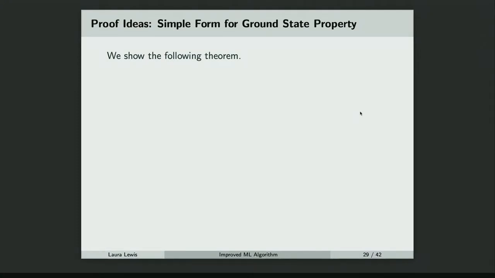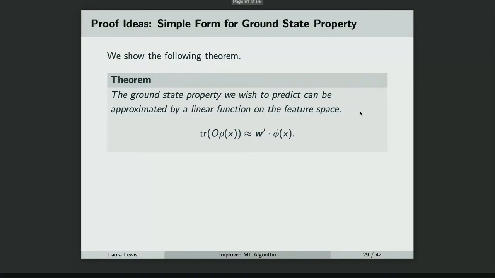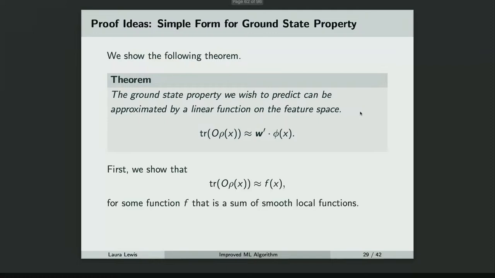So the proof follows three main parts, and the first part is probably the most involved. The first part is showing the simpler form for a ground state property. So this is what I was talking about before, that the ground state property can actually be predicted or approximated by a linear function over the feature space. So the particular W prime here. And the way that we show this is we first show that trace O rho of x can be approximated by some function f of x, which is the sum of a bunch of smooth local functions. I'll talk more about what those are specifically. And then we prove that this f of x can be approximated by this linear function over the feature space. And then by triangle inequality, we just get this final result.